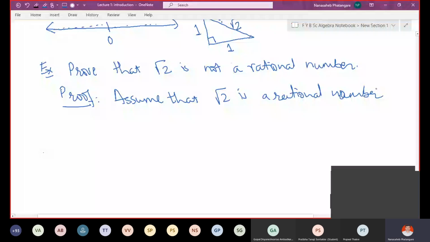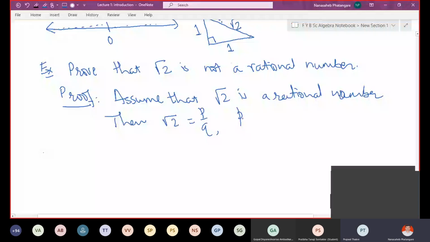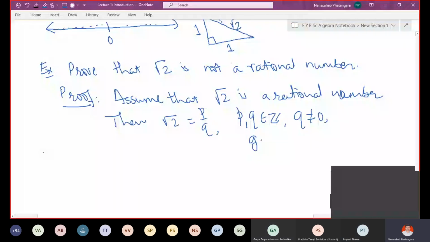Suppose root 2 is a rational number. Then what will happen? Root 2 can be written in the form p by q, where p and q are integers, q is not equal to 0, and GCD of p and q is 1. That is the least form.